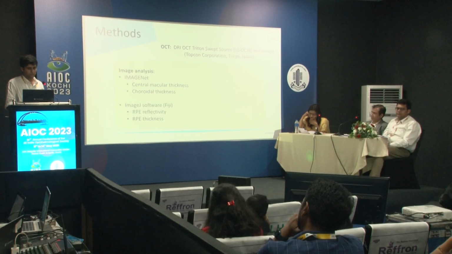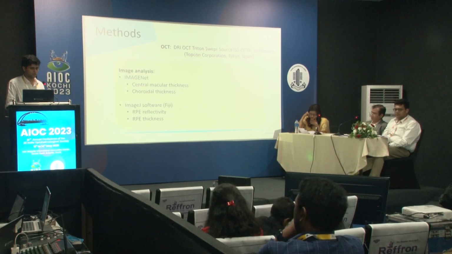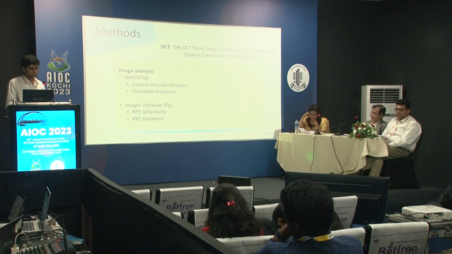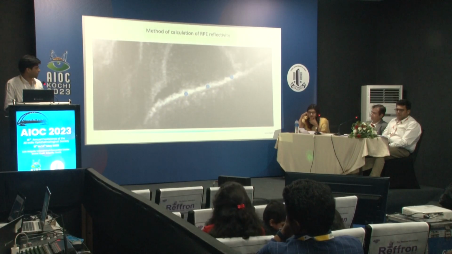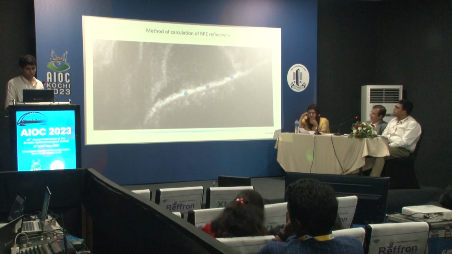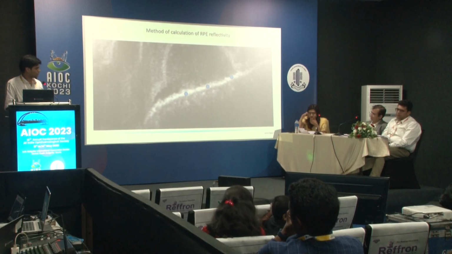We used the Topcon Triton Swept Source OCT for image acquisition, and for image analysis, we used the ImageNet software for measuring the central macular thickness and the choroidal thickness, and the open access software ImageJ for measuring the RPE reflectivity and RPE thickness. This is a representative image of how we measured the RPE reflectivity. Using the oval selection tool in ImageJ, we selected our area of interest on the RPE to measure the overall RPE reflectivity or the mean gray value.